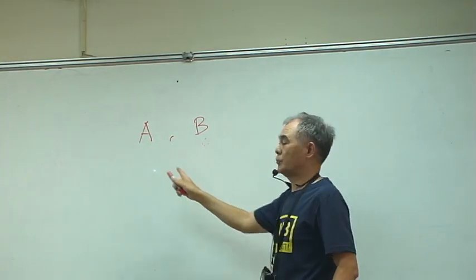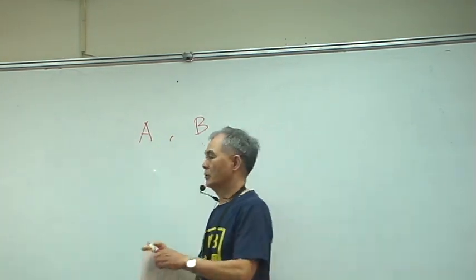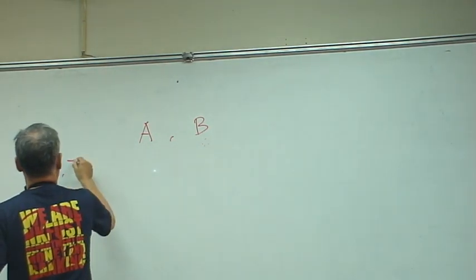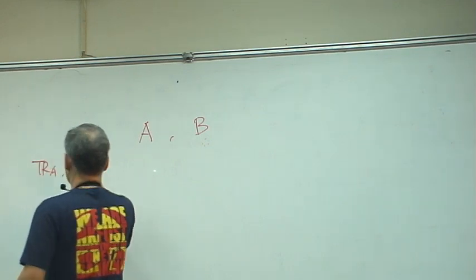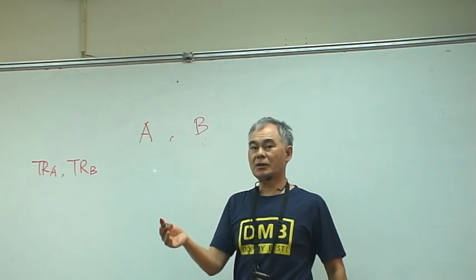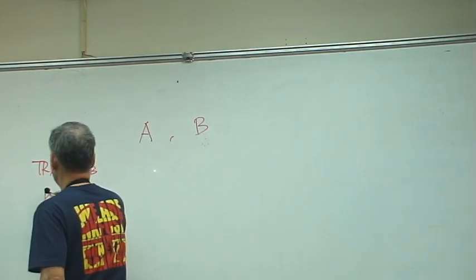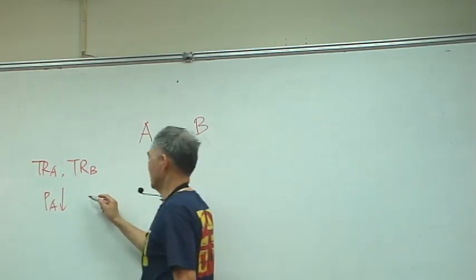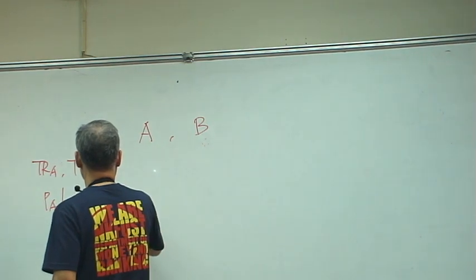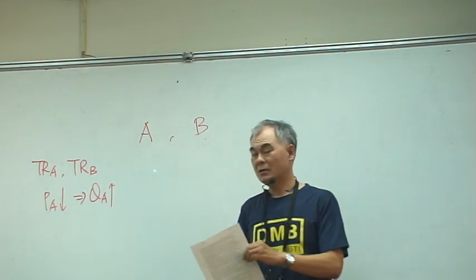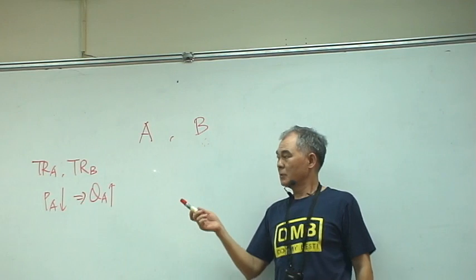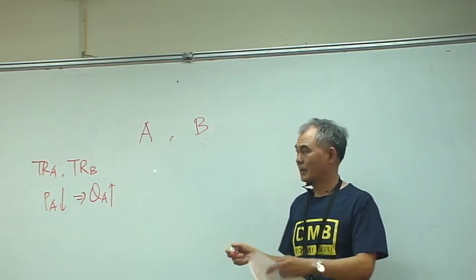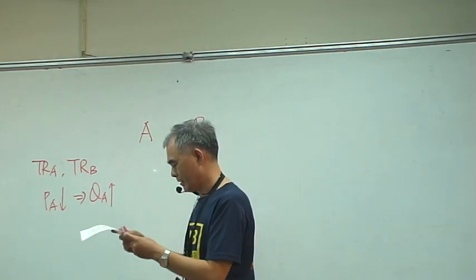Because you have two products, you have total revenue of A and total revenue of B. And now the question tells us what happened. P of A goes down. If P of A goes down, Q of A goes up. But if you want to make sure that the total revenue goes up, you need to have elasticity. Okay, so choice A.